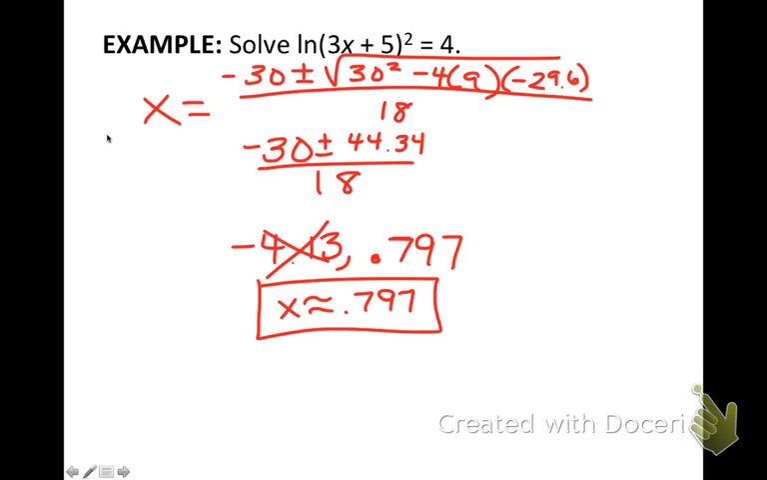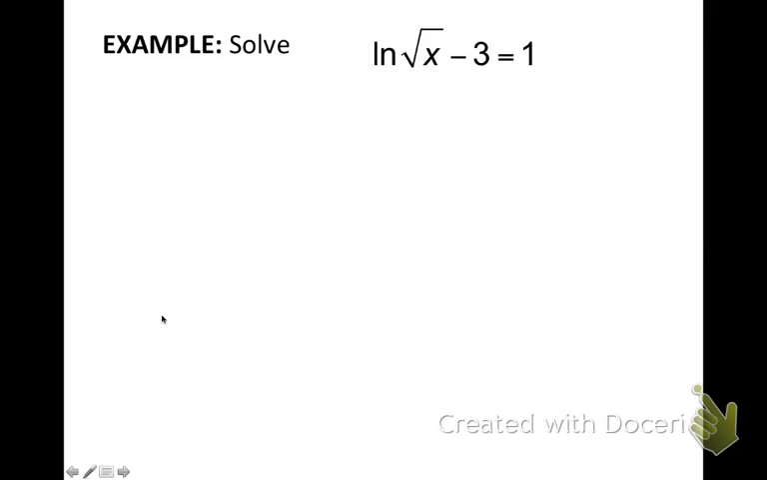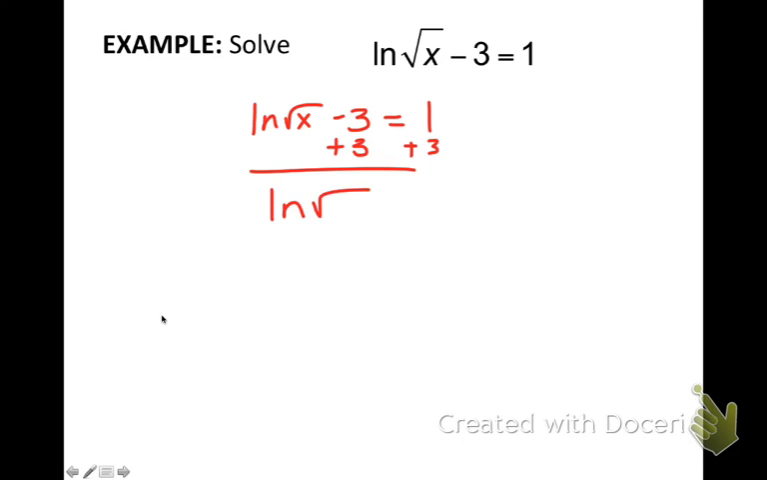Are we ready? The natural log of the square root of x minus 3 equals 1. What do you think we're going to do first? Add the 3 to the 1. Yep. So the natural log of the square root of x is equal to 4. Now I've got a single logarithm.